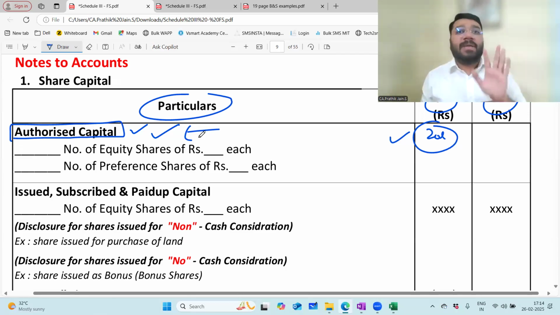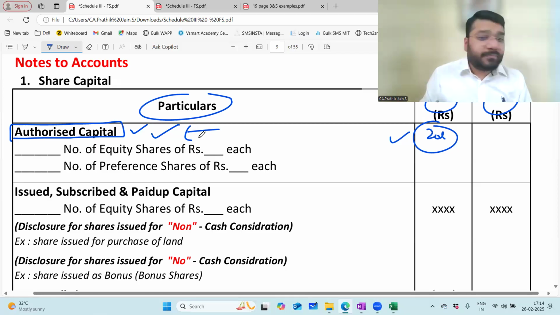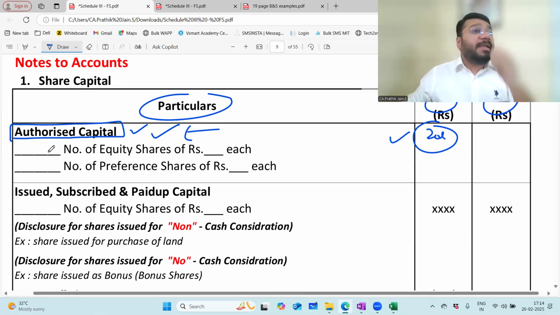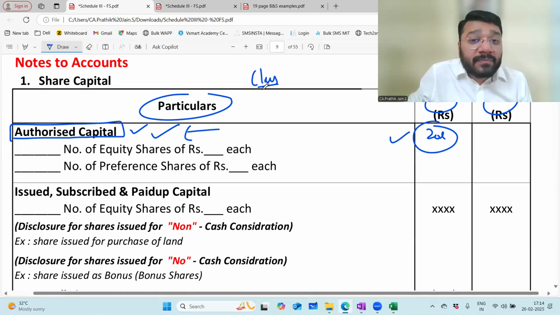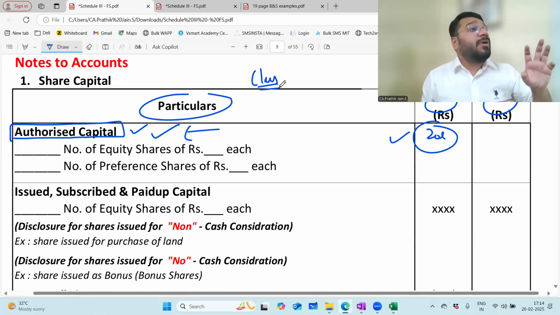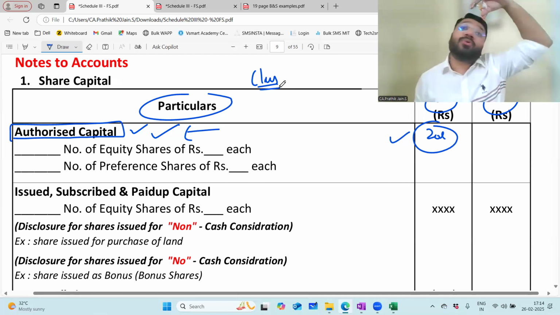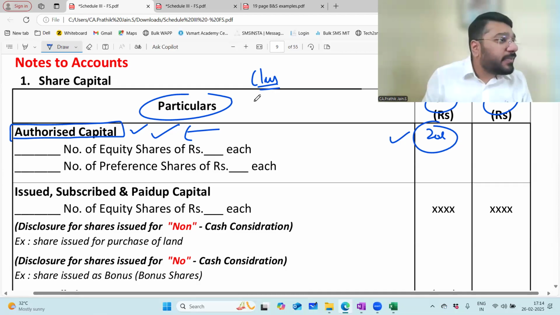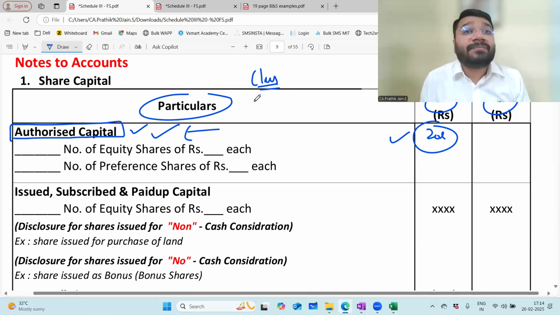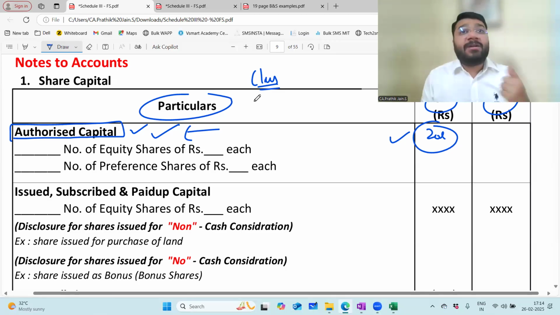So authorized capital is typically the maximum capital that the company can raise during its lifetime. Under this, you have to mention how many types or classes of shares the company has. The right word is class of share. Just as we have standard 1, 2, 3 up to class 12 in school, here the shares also have classes. How many classes of shares are possible? 1, 2, or more than 2?